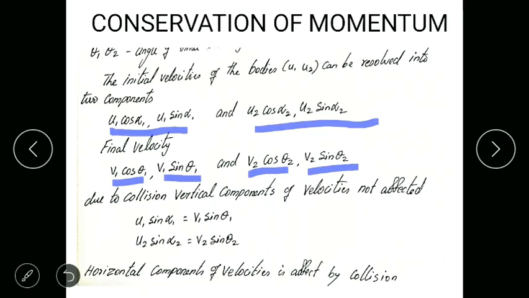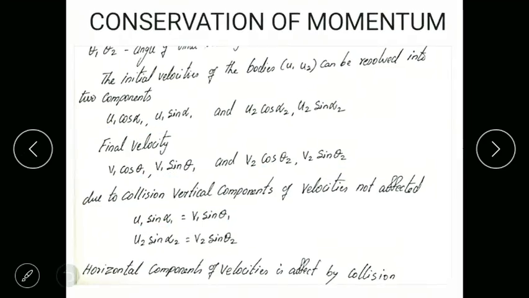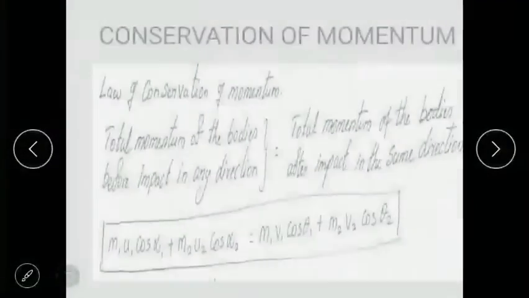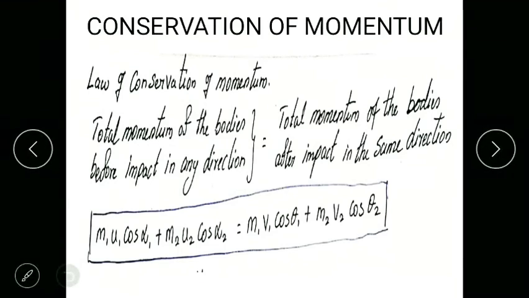During collision, the vertical component is not affected. So the initial and final vertical components should be the same, because they are not affected by the collision. Only the horizontal component is affected by the collision. So in conservation of momentum, we are going to consider the horizontal component alone.